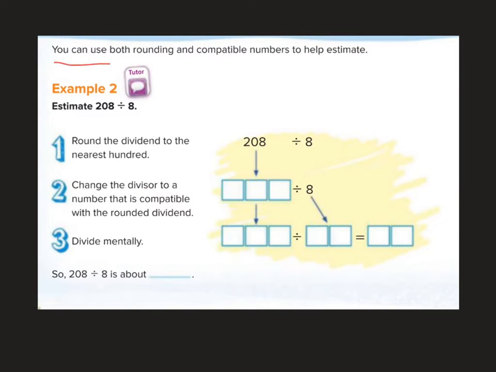Okay, so it says you can use both rounding and compatible numbers to help estimate. So if we're going to estimate 208 divided by 8, okay, if I round the dividend to the nearest 100, I'd round 208 to 200. Okay, divided by 8. I'm going to need to change my divisor though, because 8 does not go into 20 or 2. So if I keep 200, I would change my divisor to 10.